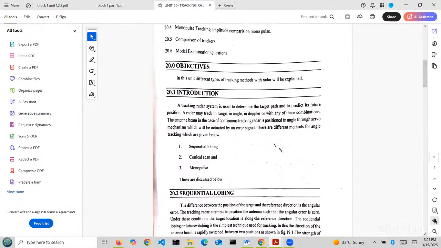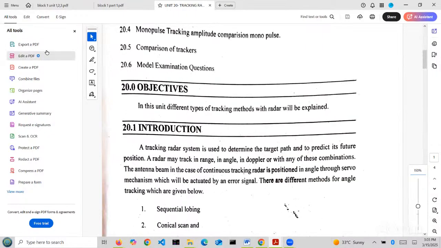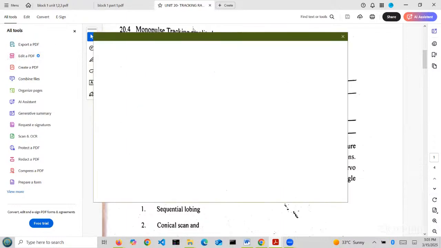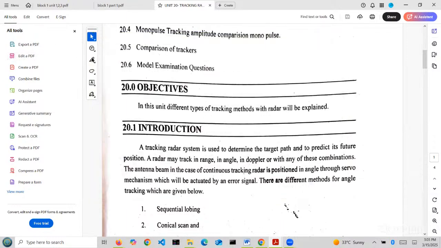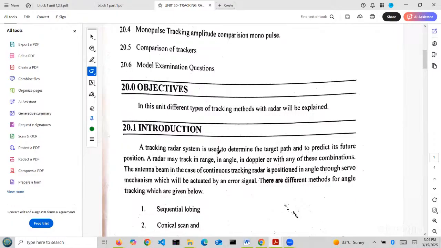Here, first we will see the introduction part. Why do we use tracking radars? Tracking radar is used to determine the target's path, and we can find the position of the target. Tracking radar system is used to determine the target path, and also we can estimate the future position. Future position means whether the target is in the exact position or has a slight movement either to the left side or the right side. We are checking this using tracking radars.